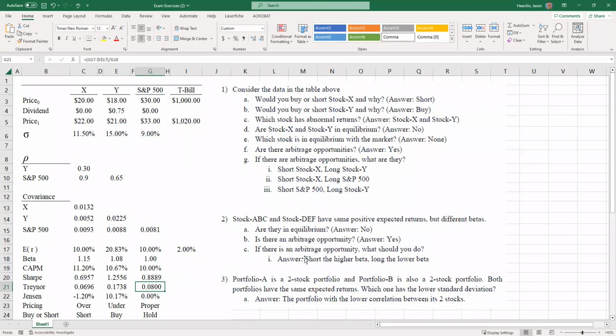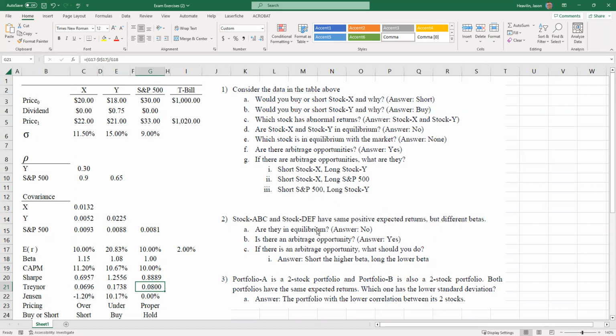Let's look at question number 2 here. Now, these are somewhat related, but you don't necessarily have to know the numbers, but you need to know those patterns and behaviors that we just talked about. So let's say we have stock ABC and stock DEF. They have the same positive expected returns, but different betas.